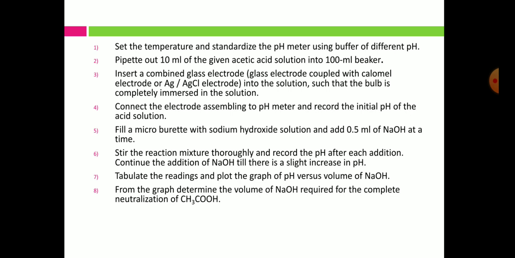We will be tabulating the readings and then plotting the graph. The graph will be plotted between the pH change that is recorded and the volume of NaOH that is added. And from the graph we will determine the volume of NaOH that is utilized at the equivalence point for this titration mixture, which will be used for calculation afterwards.